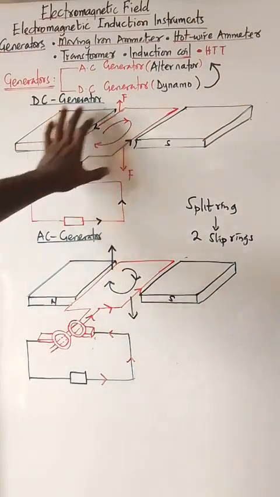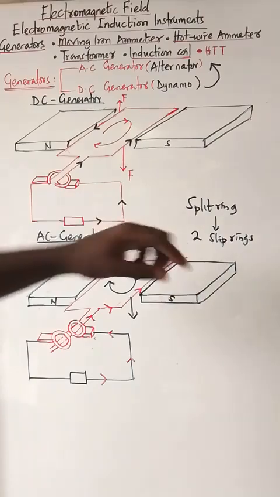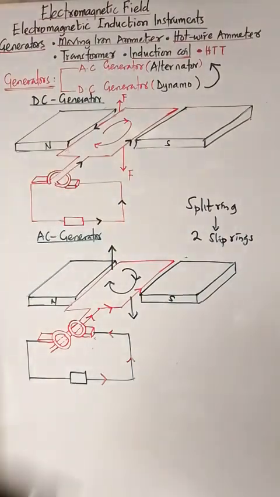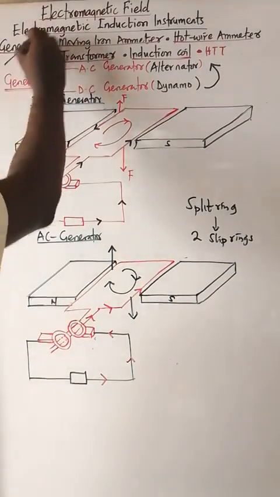And now we can convert this DC generator to a motor by putting a source of what? EMF there, and the current will start flowing. And this thing will start what? Rotating. It will have a torque. I think with this we are done with generators.